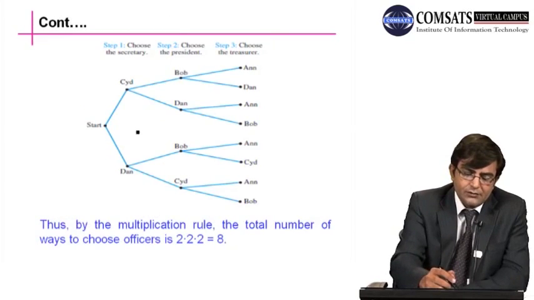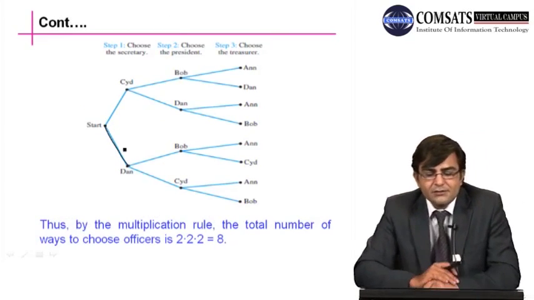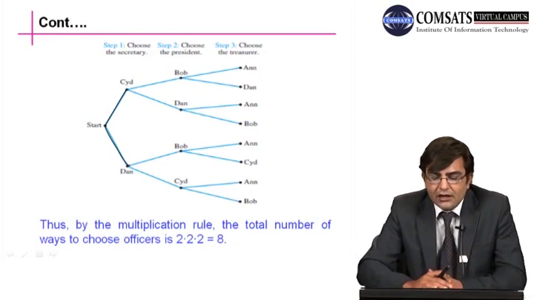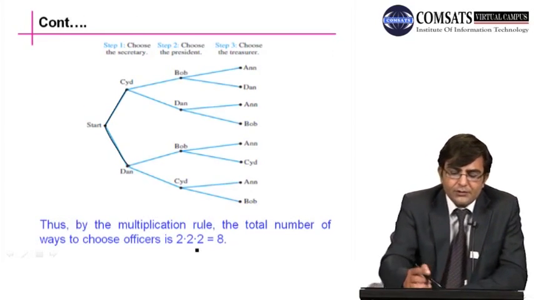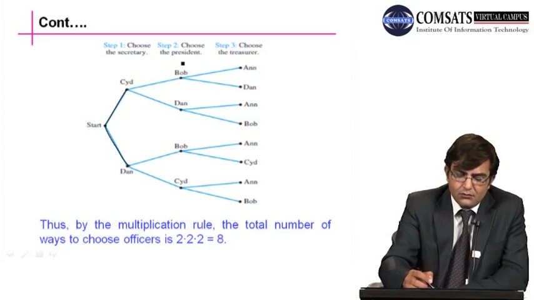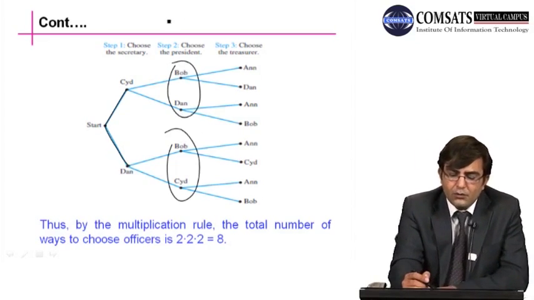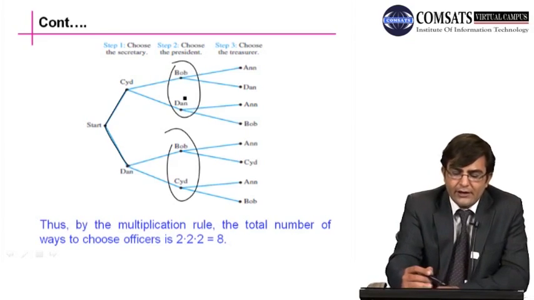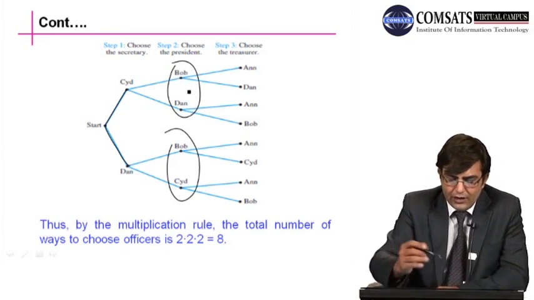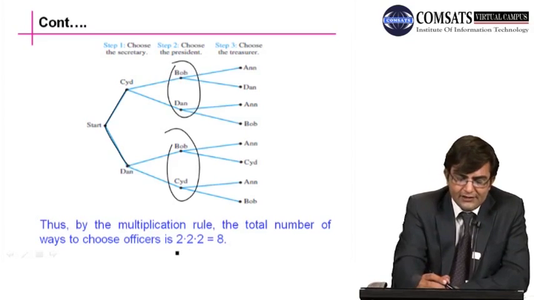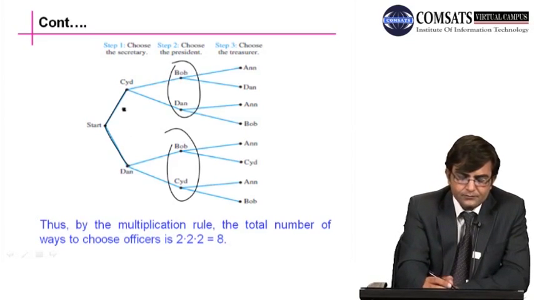At the start we have 2 possibilities, either Dan or Sid must be the secretary. Then again we have 2 possibilities here, Bob or Dan, Bob or Sid. If Sid is chosen here, then Bob can be president or Dan can be president, because according to the condition in the question, N cannot be president. So we have only 2 possibilities here. So 2 here, 2 here and 2 here. So we have 8 possibilities.